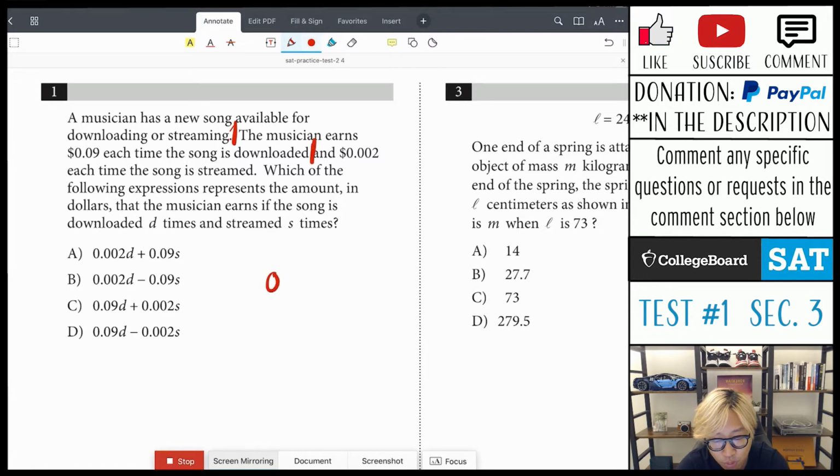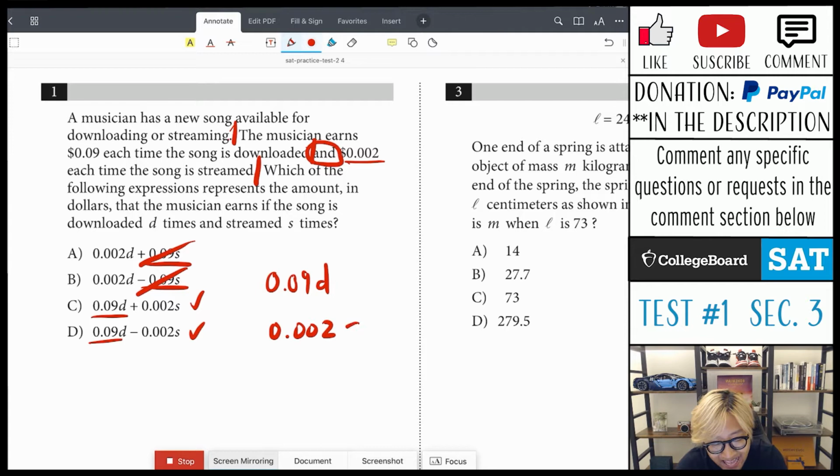So 0.09D it is. And the musician earns $0.002 each time the song is streamed. So 0.002S, and since it says "and," I should be adding these two, not subtracting.